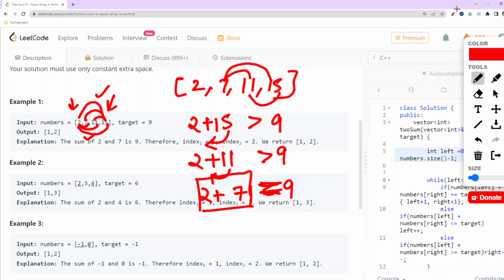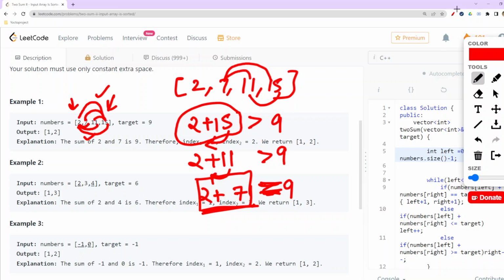So in this sense, we need to check whether the present two elements sum to greater than or less than the target. Either case could be there, and according to that we would be moving our left or right pointer. If both of them are equal, then we'll return our answer. Here we don't need to increment the left or right pointer.